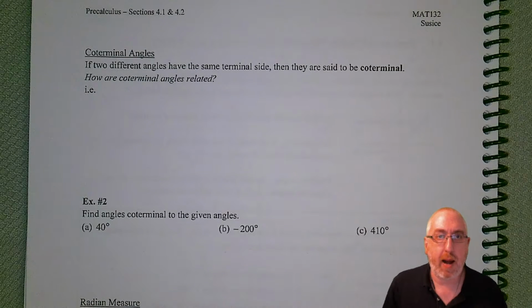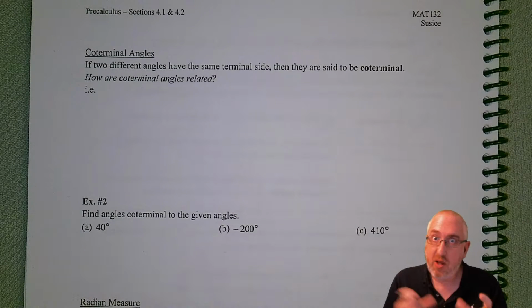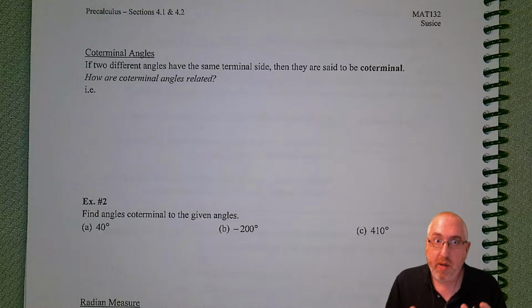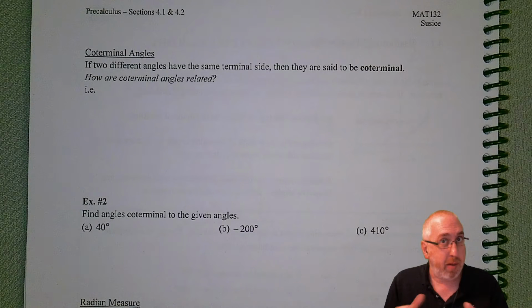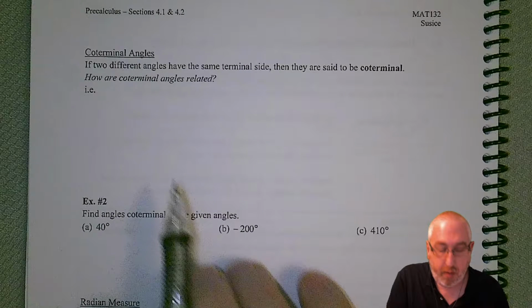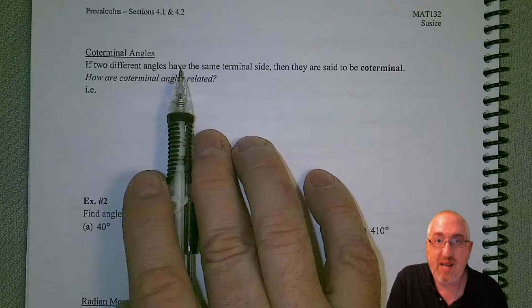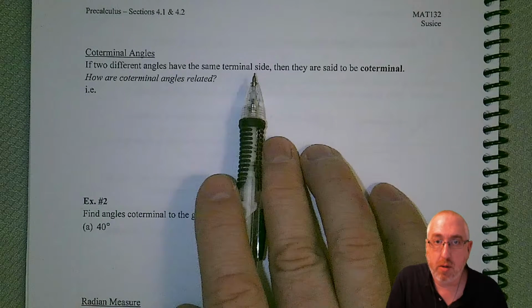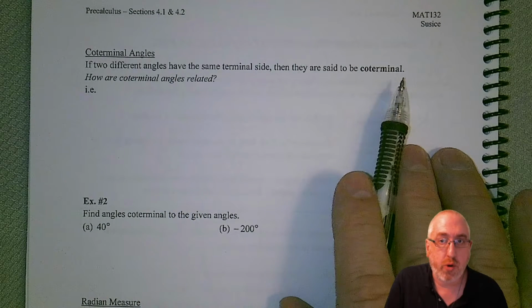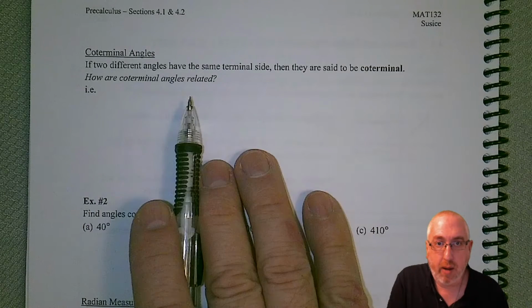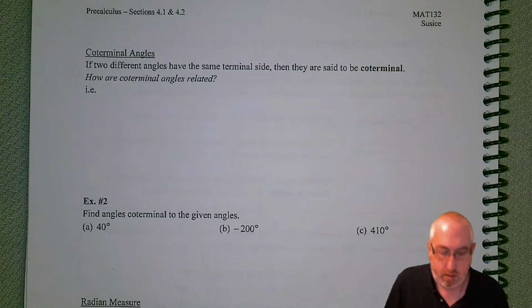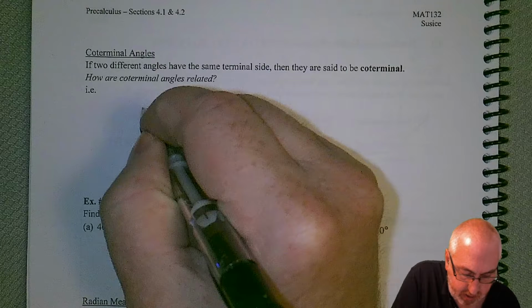All right, welcome back. So now that we have a little bit of a foundation of how angles behave, especially ones that are measured in degrees, we can apply that a little bit to another application looking at coterminal angles. So if two different angles have the same terminal side, then they are said to be coterminal. So how are coterminal angles related?